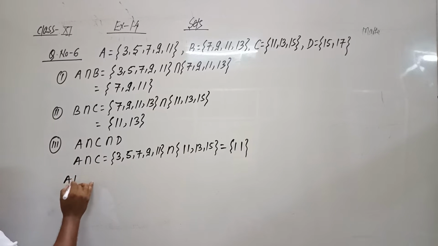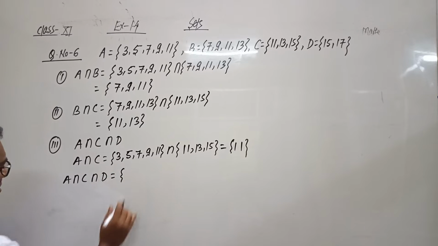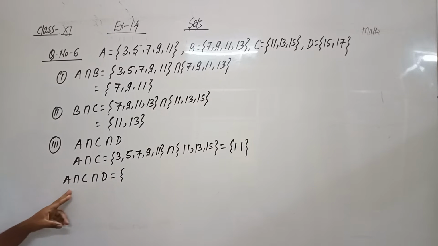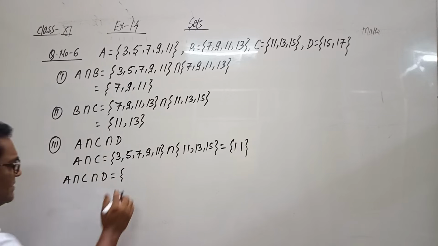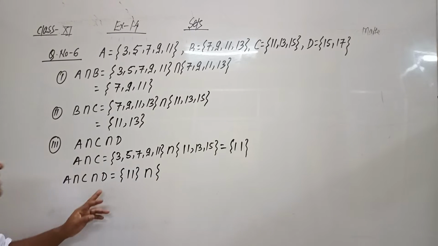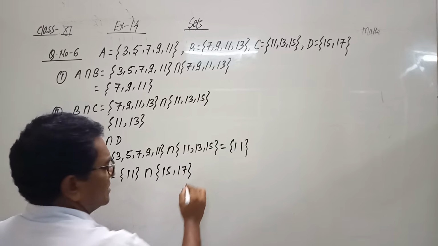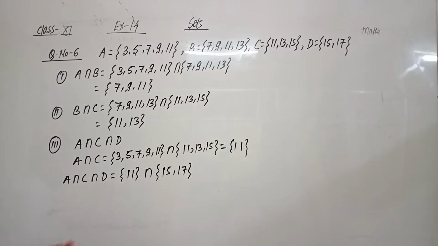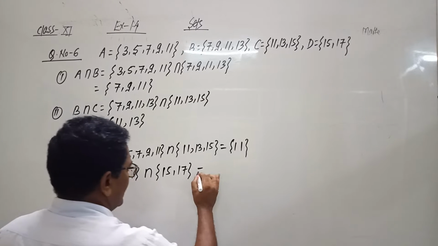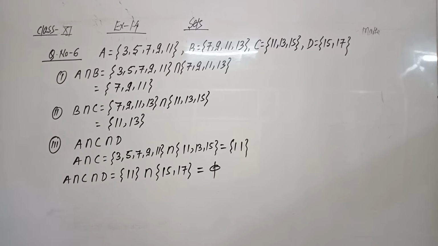Now we find A intersection C intersection D. At the place of A intersection C, we will write 11. Then the sign of intersection, and the value of D is 15, 17. So nothing is common in both the sets. Nothing is common, therefore the result would be the null set or empty set.